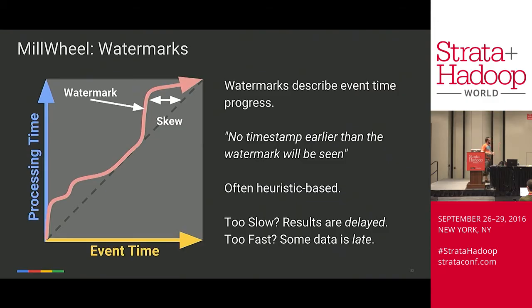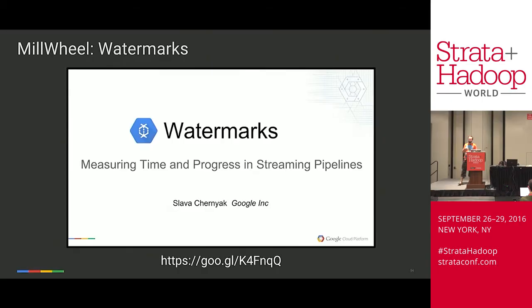2 issues with watermarks, they can be too slow. So if they're rightfully holding back the watermark because they know about data, your watermark may lag, but if that's the only thing that's stimulating results in your pipeline, you might not get results as quickly as you would like. They may also be too fast. That's the heuristic-based issue of if their estimations are not accurate enough, they may be moving too quickly and you may get late data. If you want to learn more about watermarks, again, I recommend Slava's talk.